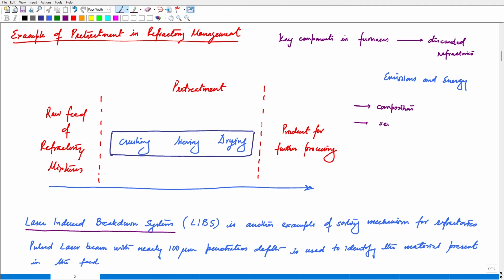Again, the service conditions, and we already know the end of life state. So, if we know all of these three things, let us say the composition, what the service condition was, and what the present end of life state is, we can devise a good recycling process based on all of this information. Now, suppose we have a raw feed of refractory mixtures. What do we mean by refractory mixtures?